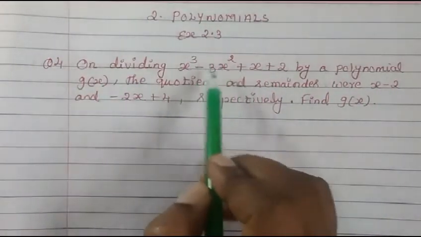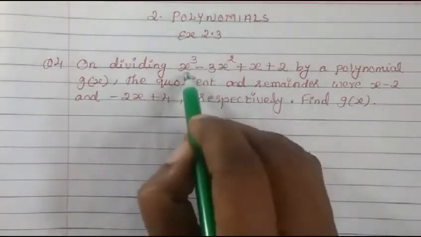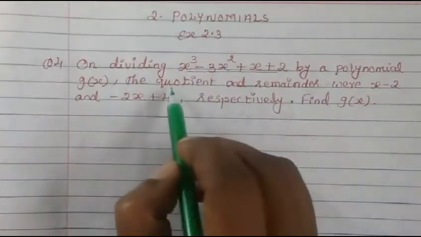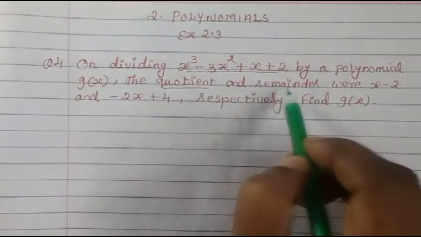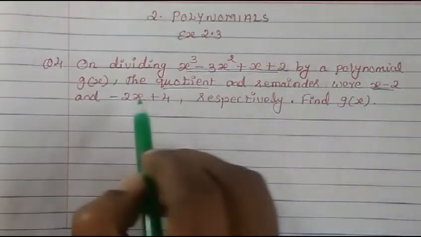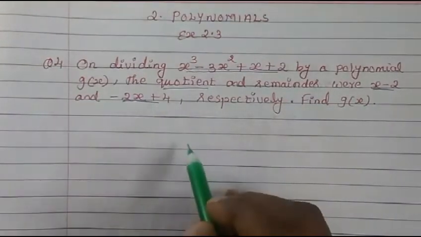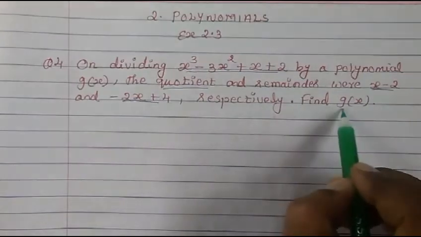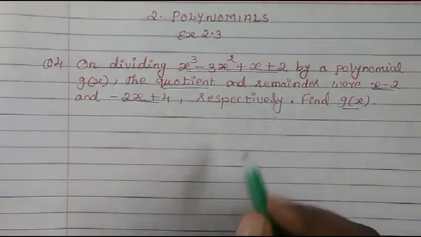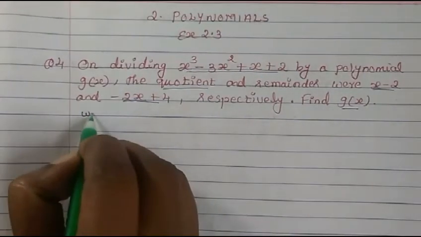So that means this is the dividend. Dividend is given to us. Then quotient is given to us. Quotient and remainder were. That means this is quotient and this is remainder. So then what we have to find? Find g of x.